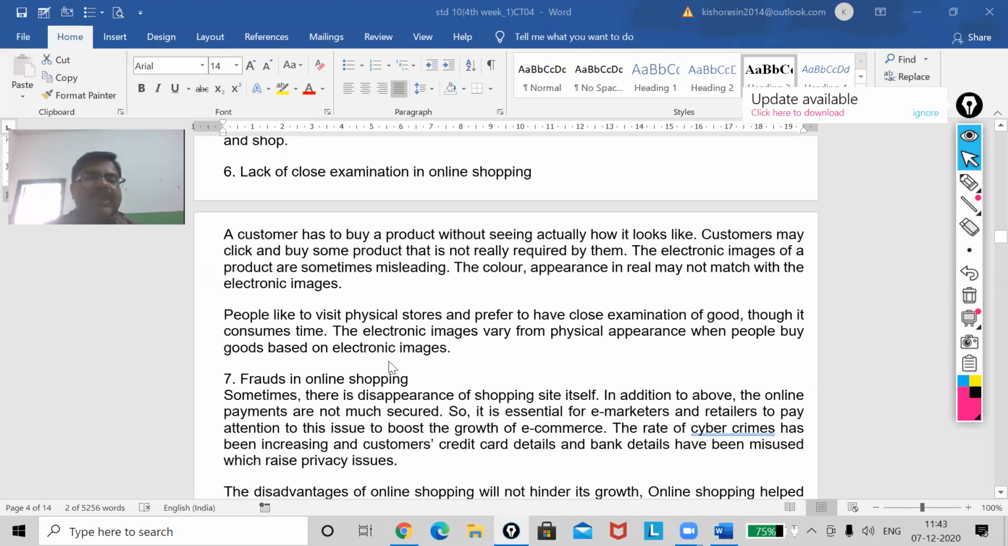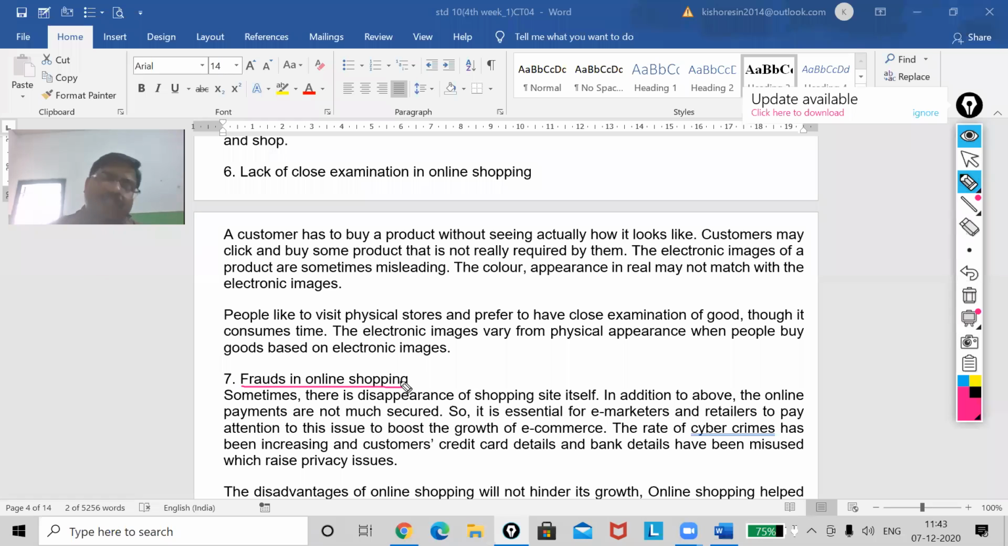Now, the next one is fraud in online shopping. Yes, anyone can cheat. Understood? The item that you have selected, maybe that item is a fake one. Understood? It is showing 999, but actually that item is worth only 150. So they can cheat you.